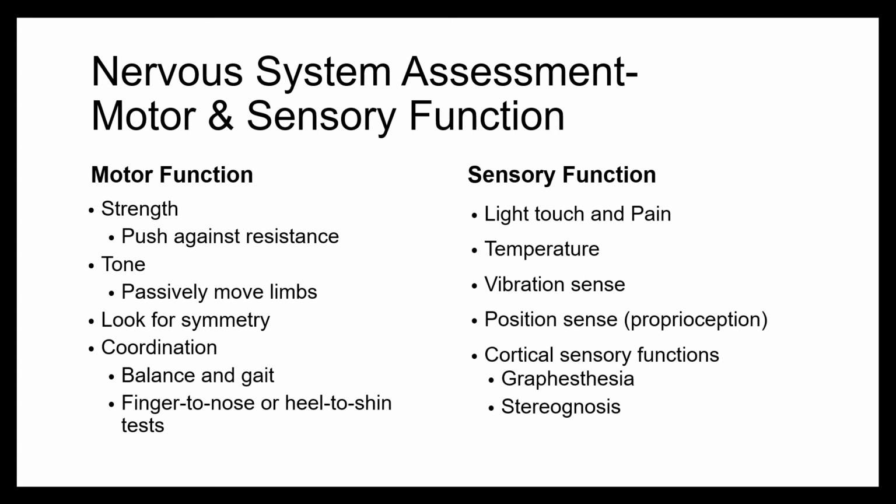We'll also be testing some cortical sensory functions. Two of them are known as graphesthesia, which is the patient's ability to feel writing on the skin, and then stereognosis, which is the ability to perceive the form and nature of an object. So graphesthesia would be done by, say, writing a number with your finger onto the patient's palm of their hand, like a number 2, and seeing if they can recognize the number that you're writing.